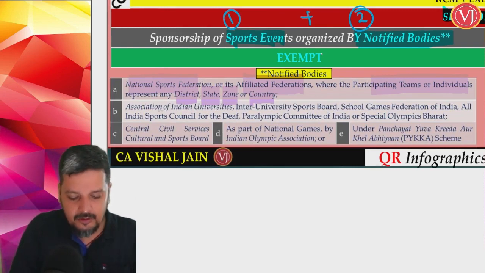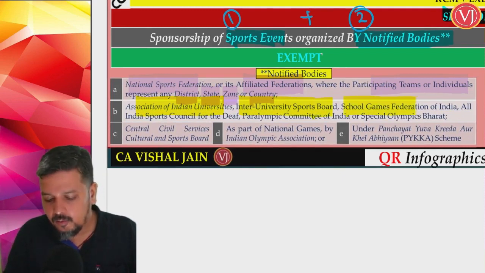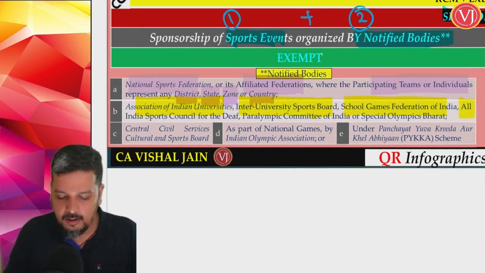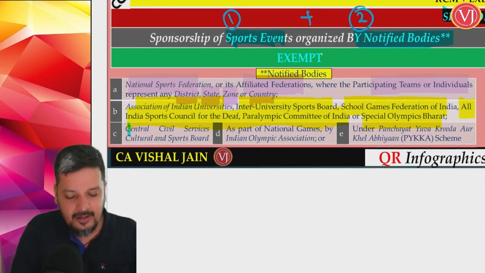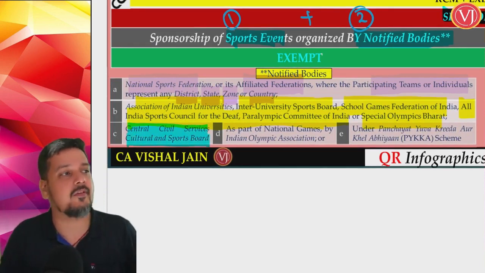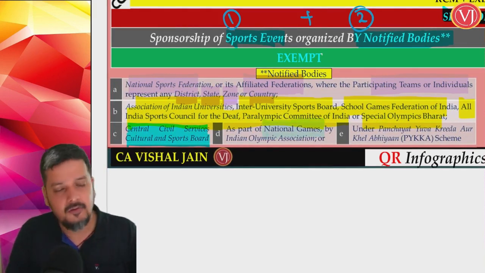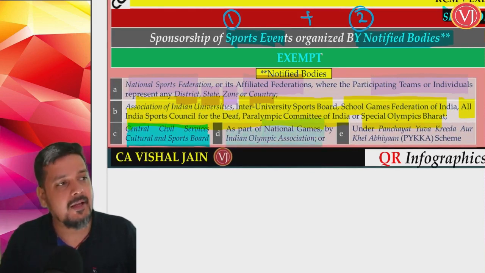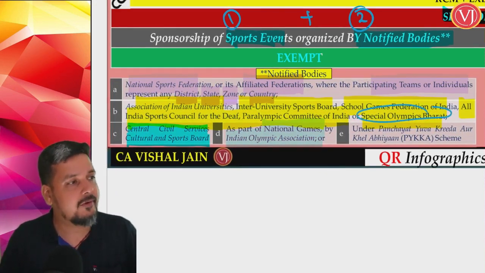Second, the Association of Indian Universities, Inter-University Sports Board, School Games Federation of India, All India Sports Council for the Deaf, Paralympic Committee of India, or Special Olympics Bharat. Or the notified body is the Central Civil Services Cultural and Sports Board. Or the notified body is part of the National Games by the Indian Olympic Association. See, that's the difference: Special Olympics Bharat is for specially challenged persons, while the Indian Olympic Association is normal.